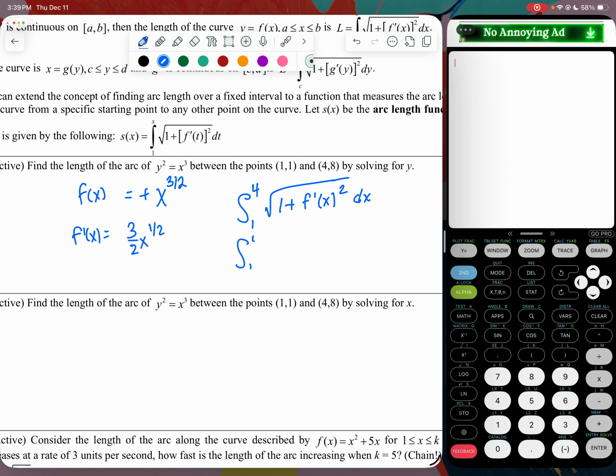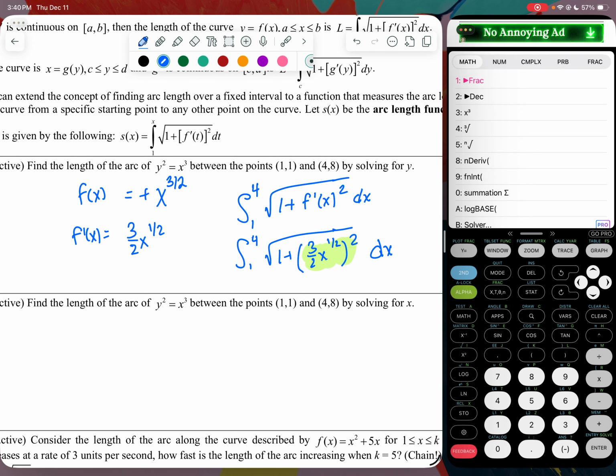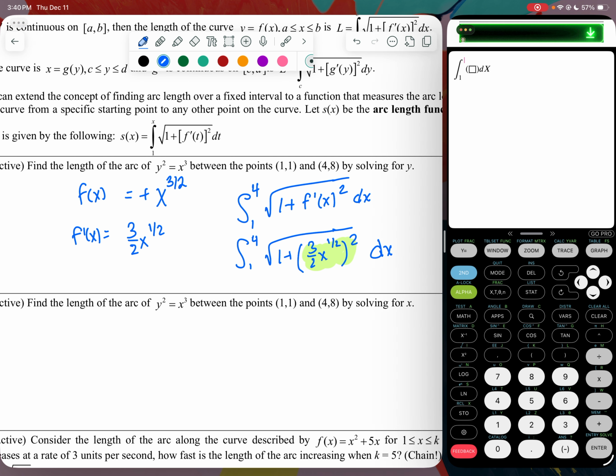So you have the integral from 1 to 4 of 1 plus the derivative, but then we're squaring it. Notice we're only squaring the derivative, not the 1, not the radical, but just the derivative. And then at this point, you're going to put this into your handy dandy calculator and see what this is from 1 to 4. So what's that now? That gives us 7.6337.